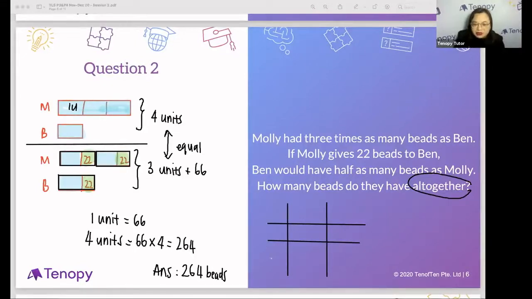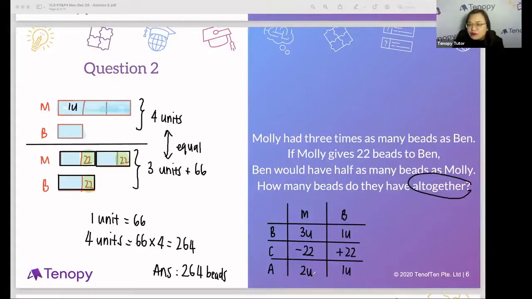Okay, let me write it out. So this is for Molly, this is for Ben. Before, change, and after. Molly is 3 units, Ben is 1. Molly gave 22 to Ben, so take away 22 here, plus 22 here. Ben became half of Molly, so Ben is now 1 unit. Molly is 2.